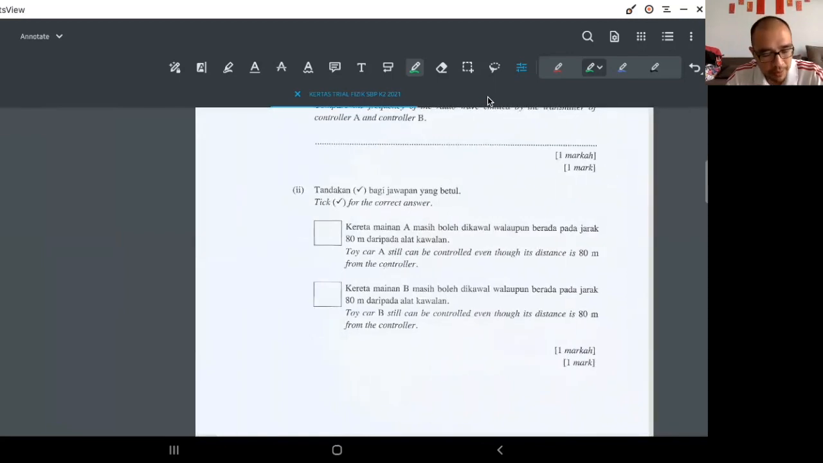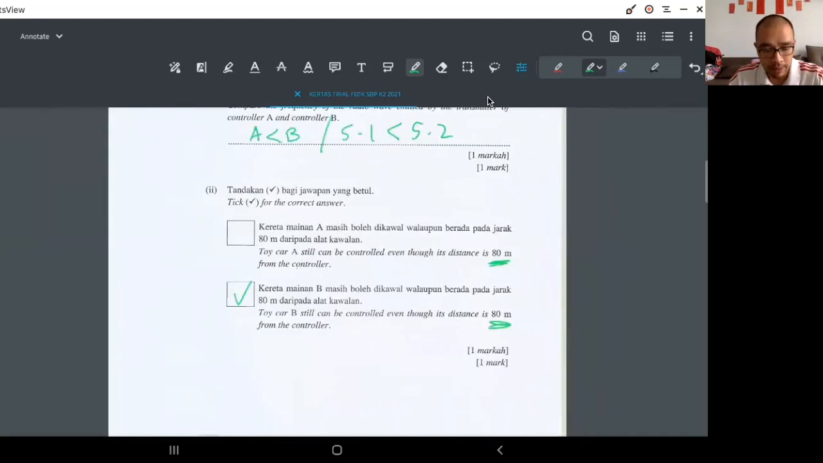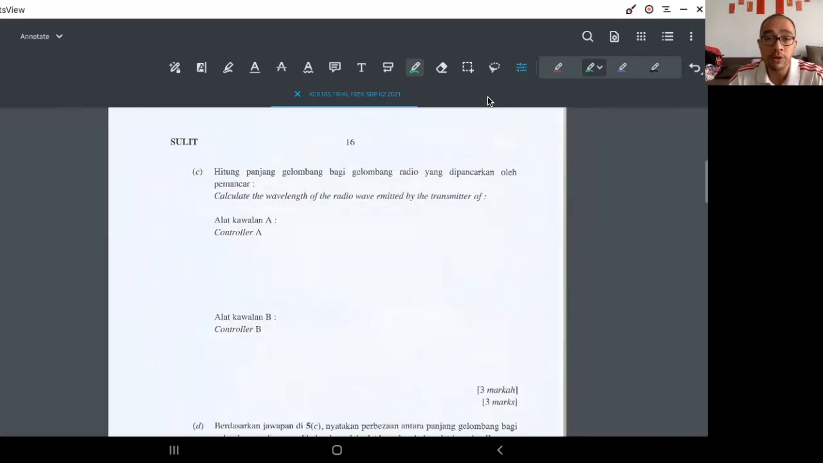Okay, calculate the wavelength of the radio wave emitted by the transmitter of controller A and controller B. Now, this is v equals f lambda. They are asking you to calculate the lambda lah. So lambda equals v over f. And again, radio waves all have the same speed. v is equal to 3 times 10 to the power of 8. So you can calculate the wavelength on your own.